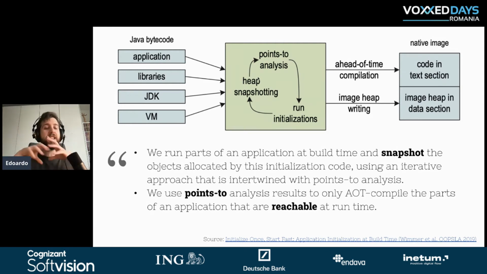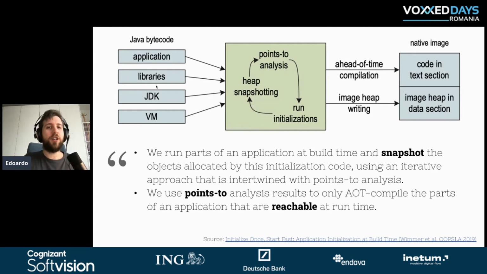But basically, it takes the code of your application and generates two things. It generates an executable, your native image, that is made of two parts. The text section of your executable is the code, so the code that gets generated just like a traditional compiler. And the data section contains the image heap, which is basically the snapshot of the state of your application. We're going to see that in a bit.